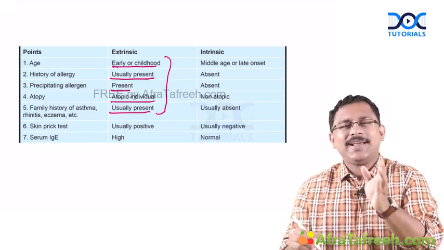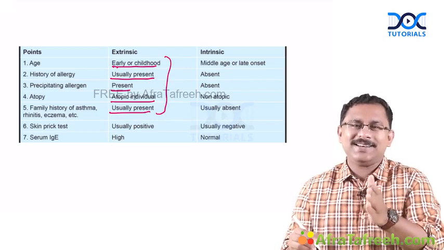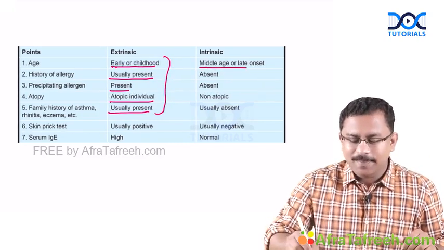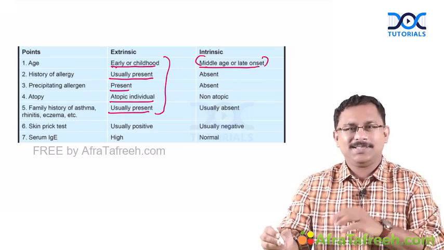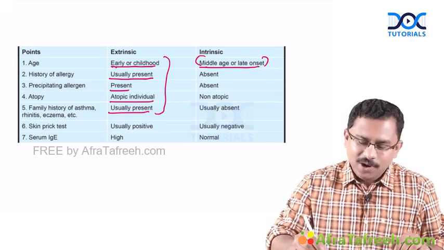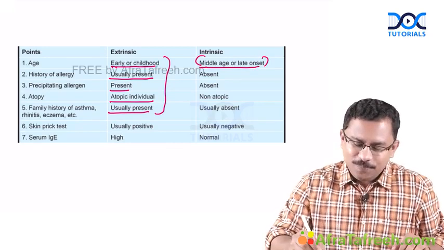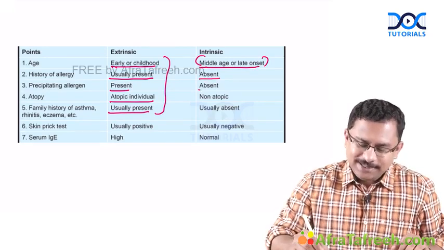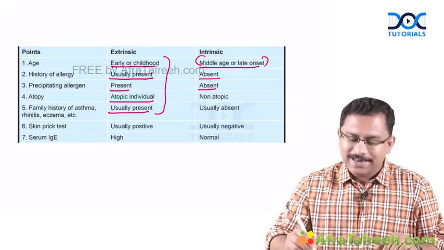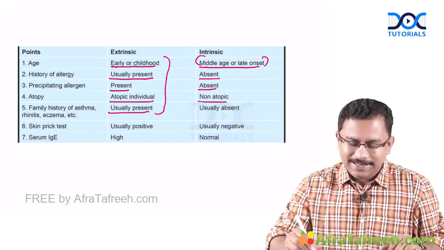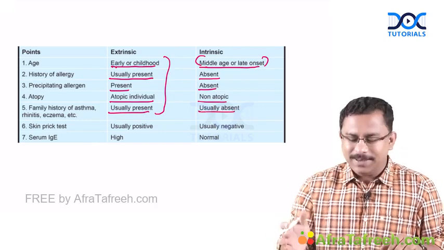In contrast to your extrinsic asthma, in which the onset is a childhood onset, intrinsic asthma is predominantly a middle age or late onset asthma. And here, I told you, you do not have a definite immunologic basis. So there is usually no history of an allergy or a precipitating allergen. You will not see any background atopic tendency. Family history will be absent.